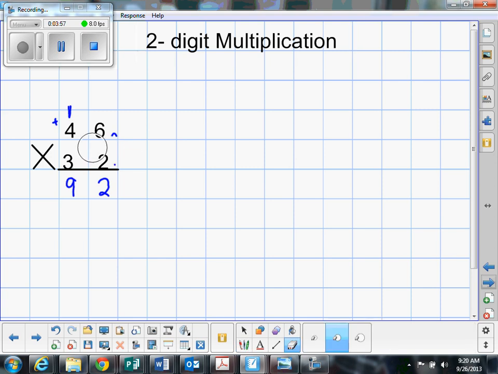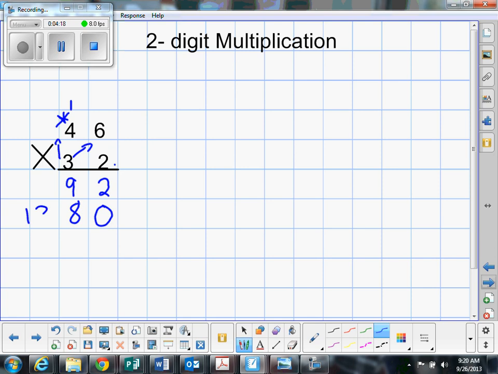I'm just going to erase this right here. I'm going to actually leave the 1 and then just cross it out. Okay? Now, because I'm multiplying by the 3, which is really 30, I must put a 0 right here. And then I go across first. 3 times 6 is 18. I carry the 1. And then I go up. 3 times 4 is 12. Plus 1 is 13. I've made sure my numbers are lined up.